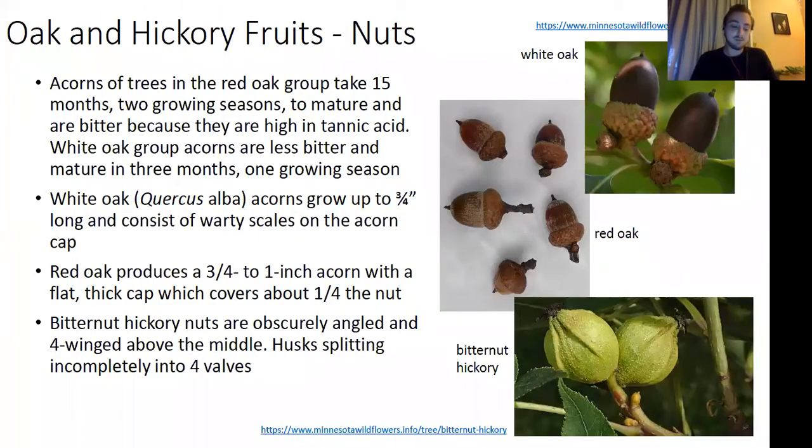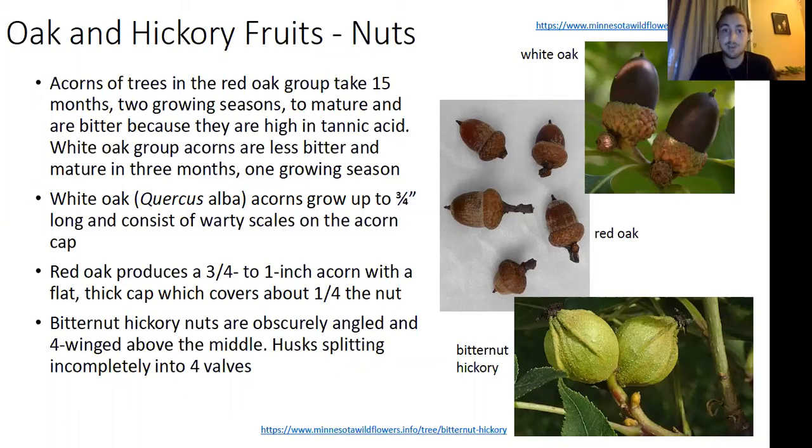So a big distinguishing feature for red oak group and white oak group also is in reference to the acorns. So the red oak group acorns, which are much higher in tannic acid, take 2 growing seasons to mature. And white oak groups, which are less bitter, only take 3 months, 1 growing season, to mature. So if there is a presence of developing acorns as well as mature acorns on the same tree, you have a red oak group species. If there are only developing acorns, you most likely have a white oak group species.